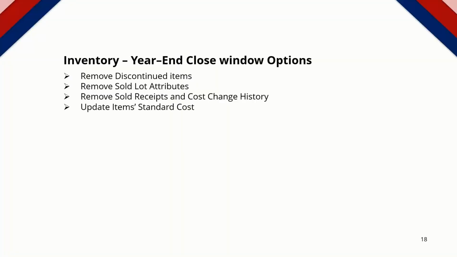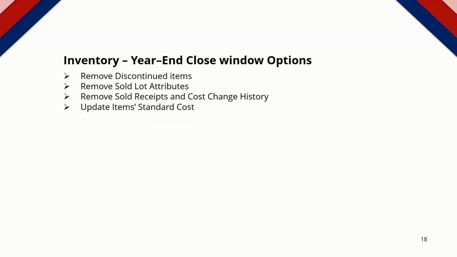So in the inventory year-end close window, we have some options we mentioned earlier. There's an option to remove discontinued items, which will remove discontinued items with 0 quantities, and it'll also remove all transaction history for those items. There are some reports that will print discontinued item information. If a discontinued item is part of a kit or a component of a bill of materials or is a bill of materials, it won't be removed.